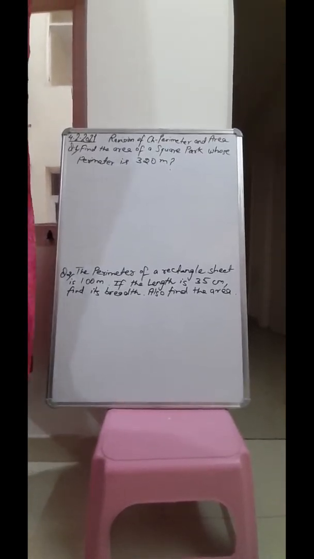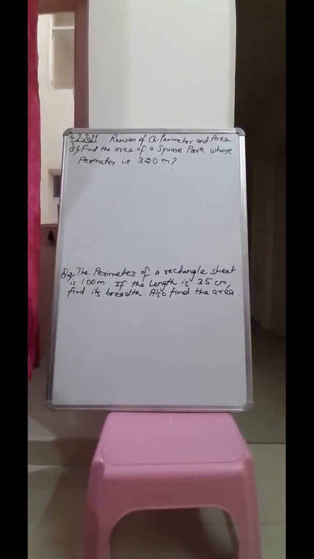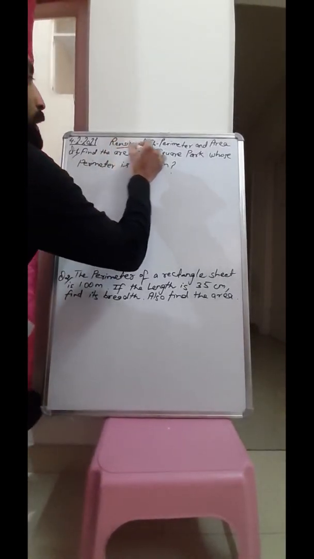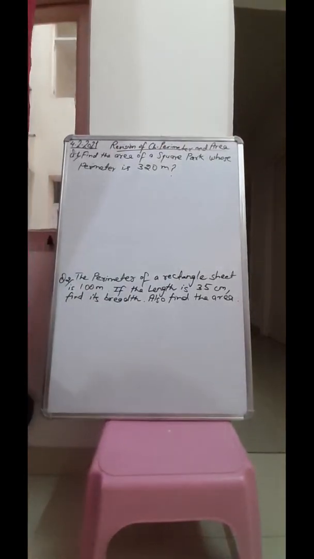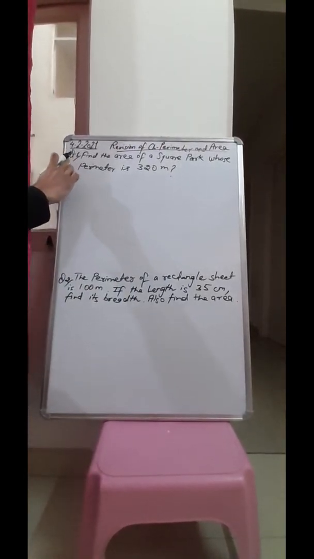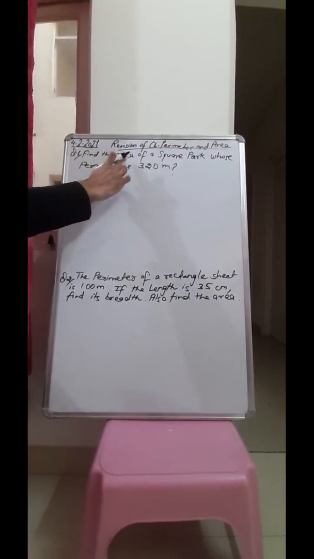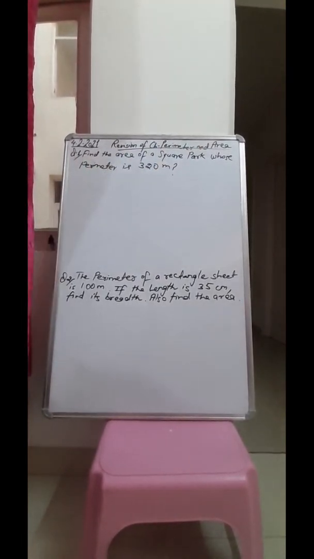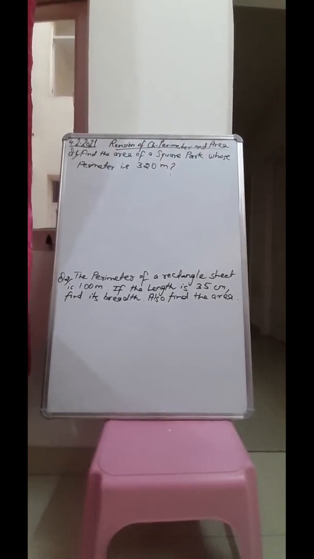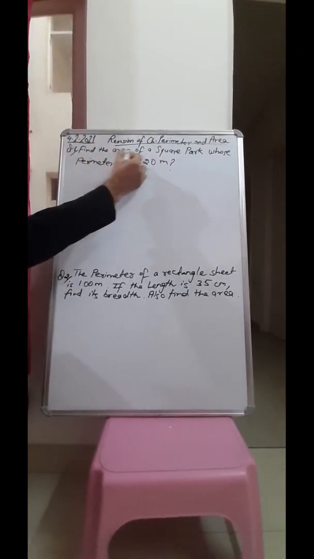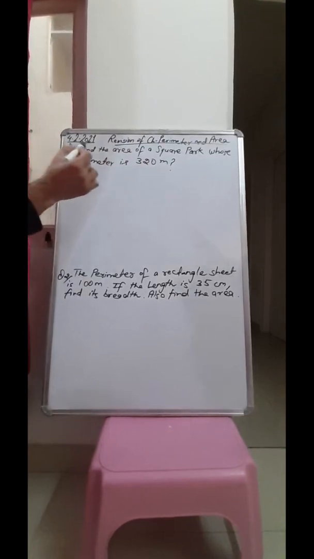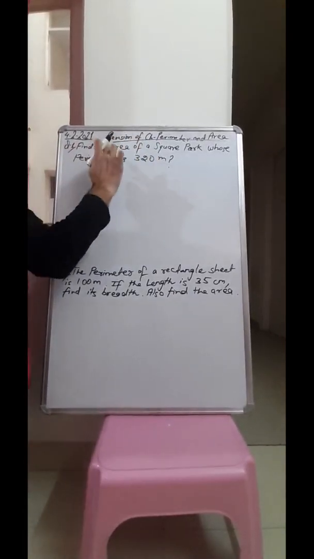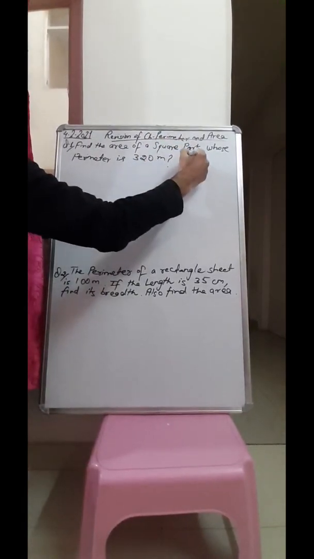So students, in this video we are going to start a revision of the chapter perimeter and area. Here the first question is, find the area of a square park whose perimeter is 320 meter. So here we have been asked to find out the area of a square park whose perimeter is given, that is 320 meter.